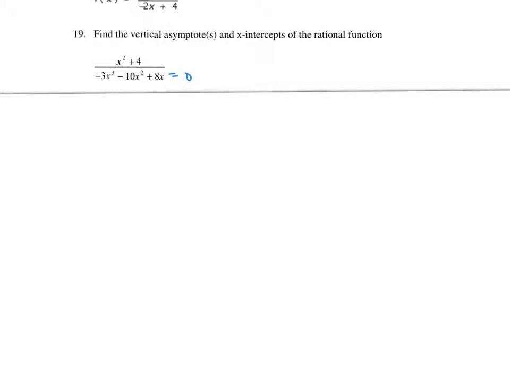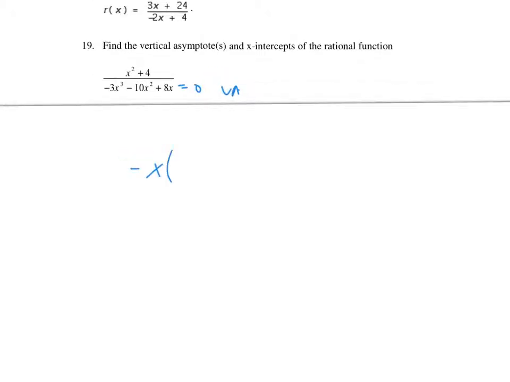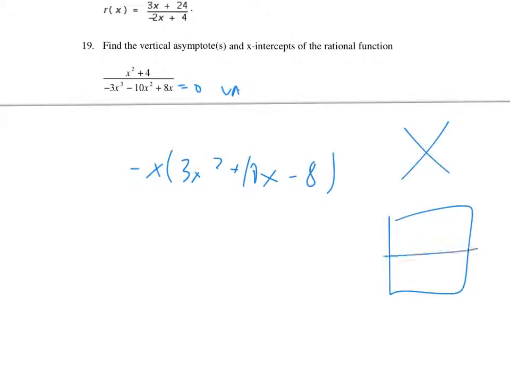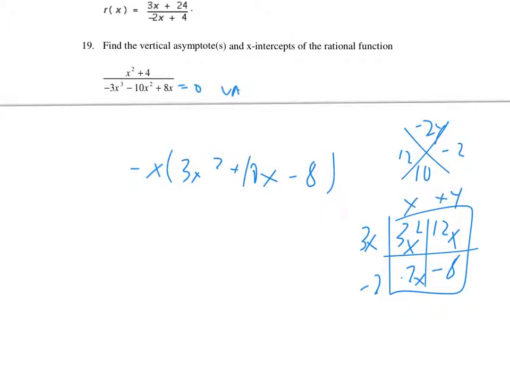So I'm going to set the denominator equal to 0 to find the vertical asymptotes here. So I'm going to go ahead and factor out a negative x, and that gives me 3x squared plus 10x minus 8. And we'll do an x box on that. 3x squared, negative 8, and then this will be negative 24 and positive 10. So that sounds like 12 and negative 2. So we get 3x minus 2, and then x plus 4.